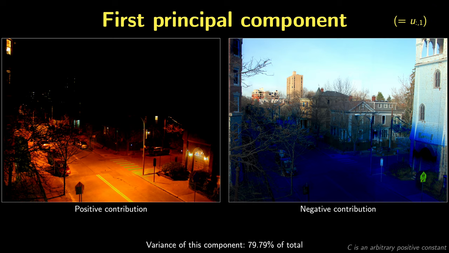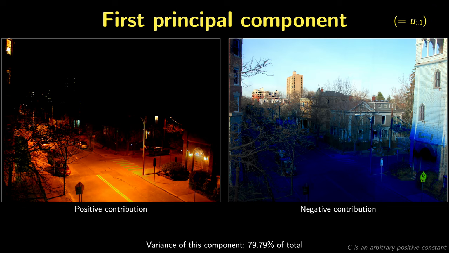And if we look at this component, it actually makes a lot of sense that this explains the majority of the variance in our data set. In the positive part, we see that the street is strongly illuminated. And in the negative part, we see that the sky is brightly lit and some of the other buildings are lit.